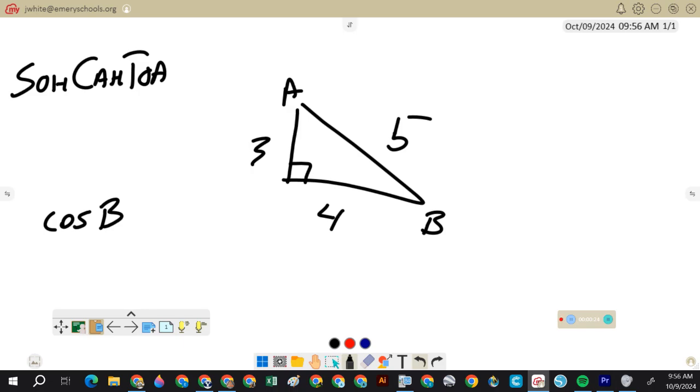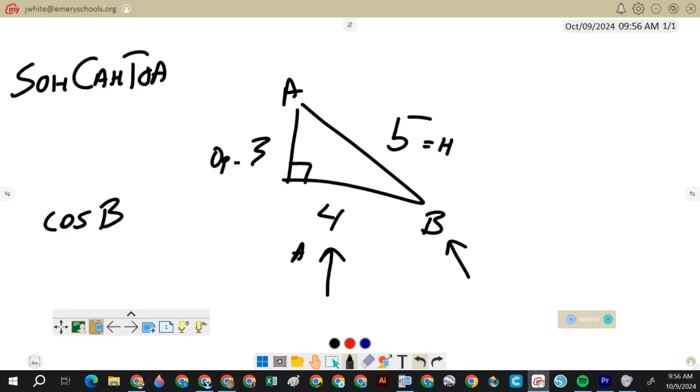So we look at angle B. With reference to B, what is the name of that side? What was the name we used for next to? Adjacent. So this is the adjacent side, and what is this side's name? Opposite. It's the one that doesn't touch B, and then this one is always the hypotenuse.